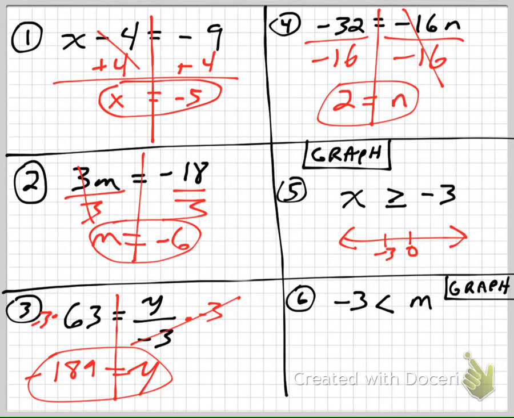and a negative 3. Greater than or equal to, which means solid dot, and it's greater than. That's what it should look like, just like that. Solid dot above the negative 3 to the right.